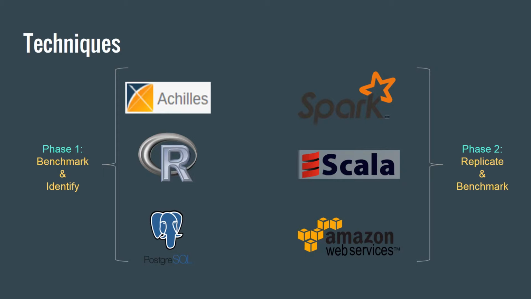On the left is the ACHILLES stack. ACHILLES is written in the R language and queries data from a traditional relational database. In the case of this project, Postgres. This first phase of the project consists of benchmarking ACHILLES analytics and then identifying long-running portions of ACHILLES.